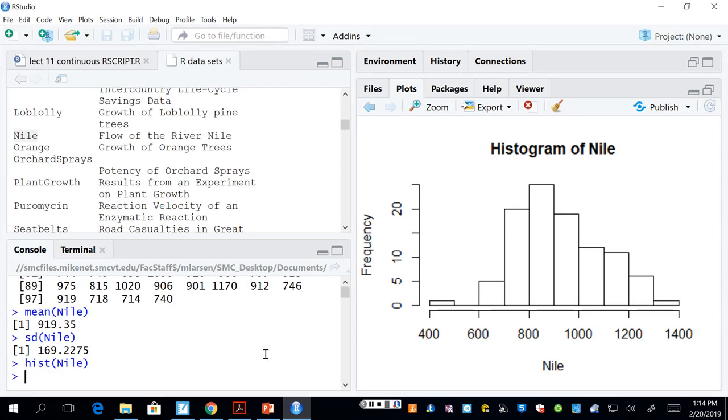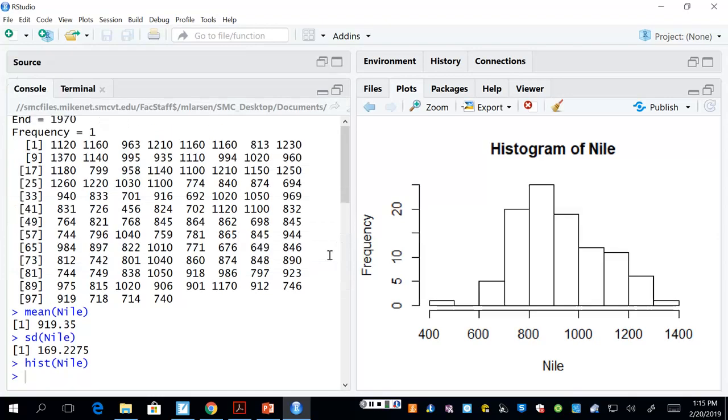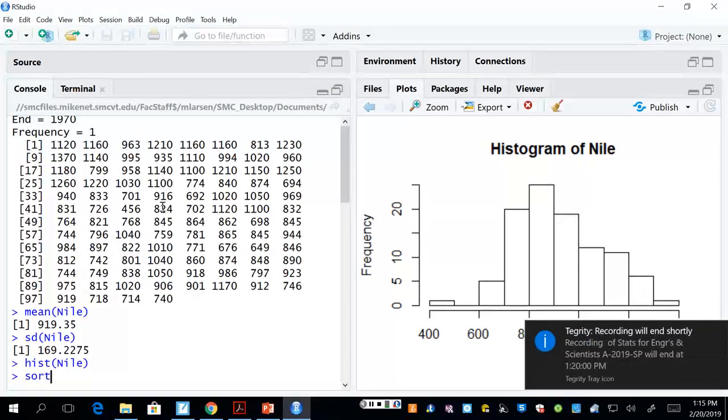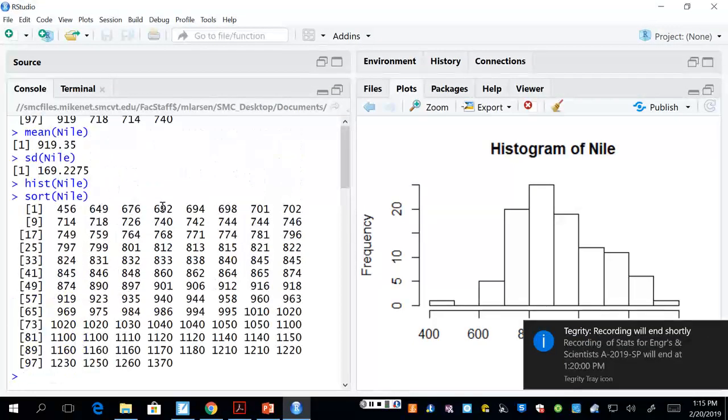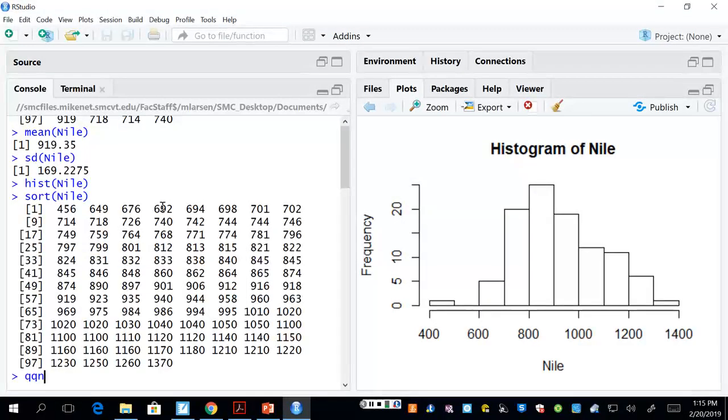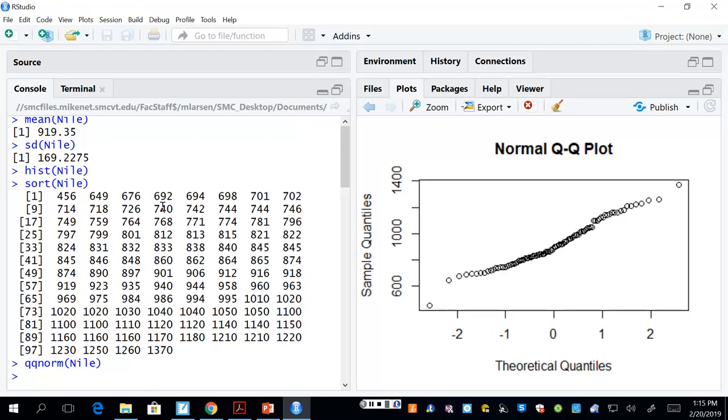All right. So here's with these. So if we sort the Nile values, right, we get those. And there's a QQ norm function that's going to make this little plot for us, right, of Nile. So our sample values range from 456 up to 1370. So it puts them on this axis here. And then it puts the theoretical values in terms of the z-scores on this one.